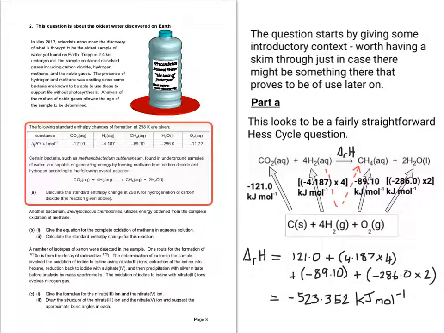So following the dotted line as the progress of your reaction, the indirect route that is, and putting the numbers in and switching the signs where appropriate, it gives you minus 523.352 kilojoules per mole to the minus 1.